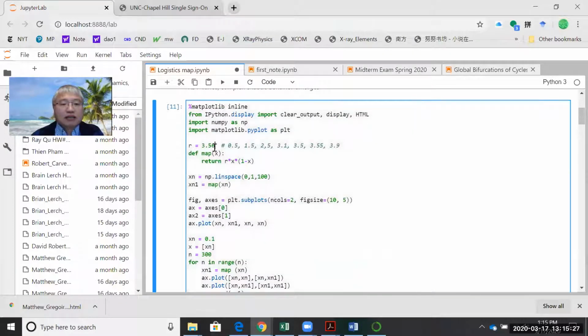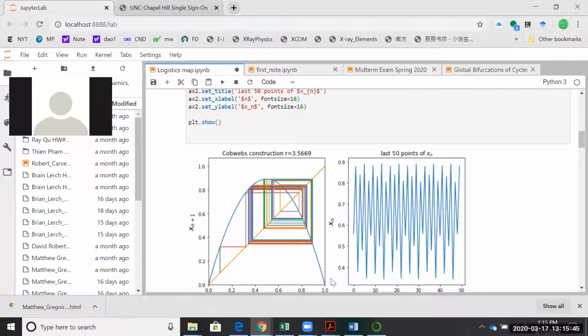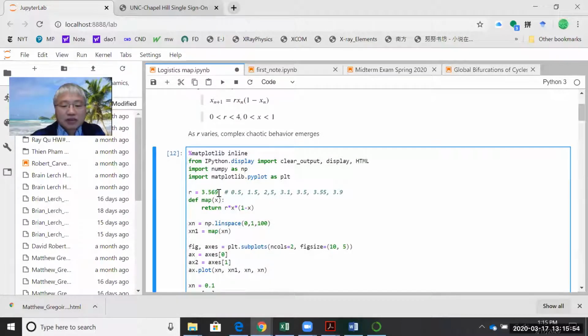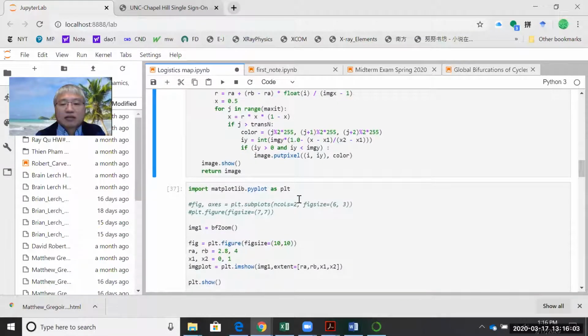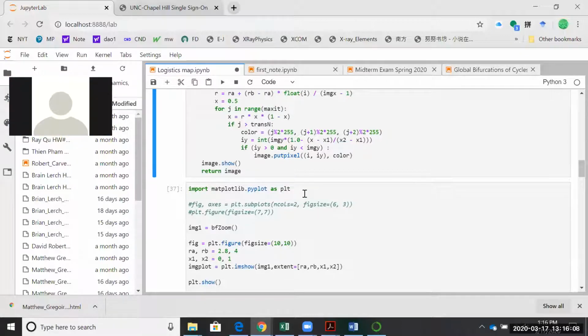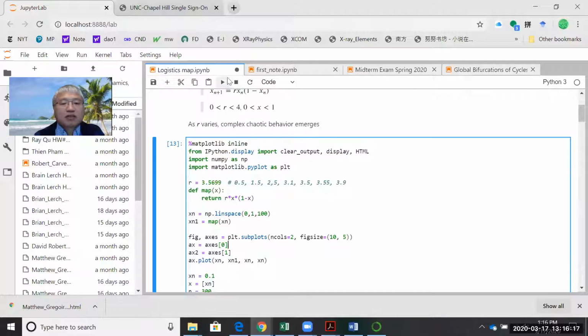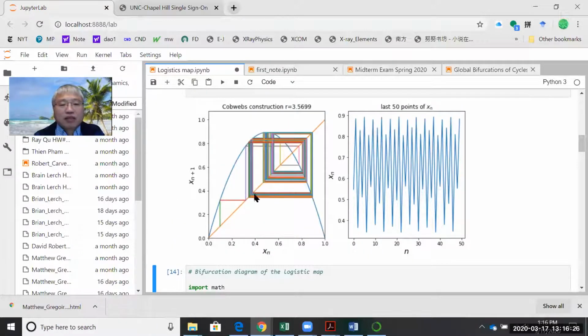Now let's do 3.569. Is it 3.5669 or 3.569? Where do I get to at infinity? It's 3.5699. Okay, so 3.5699. Still running. Scroll back up. Okay, so this has many periods. There's a couple of windows here, a couple of windows there, and this is still periodic behavior.